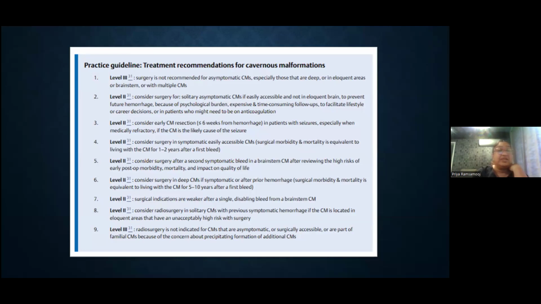There's also level 2 evidence to suggest, but it is weaker, to consider surgery after a single disabling bleed from a brainstem CM. And again, like I was telling you with radiosurgery, you really only consider radiosurgery in solitary cavernous malformations with previous symptomatic hemorrhages if it's in an eloquent area of the brain that has an unacceptably high risk with surgery, right? And otherwise, it's not indicated in CMs that are asymptomatic or surgically accessible or part of familial CMs because there is that risk of forming additional cavernous malformations.